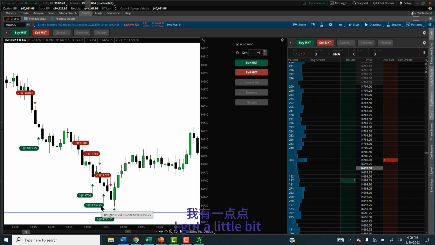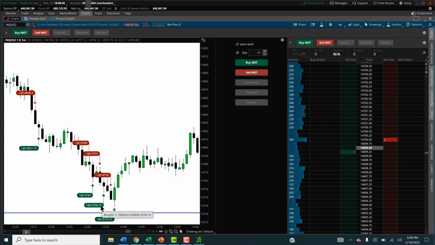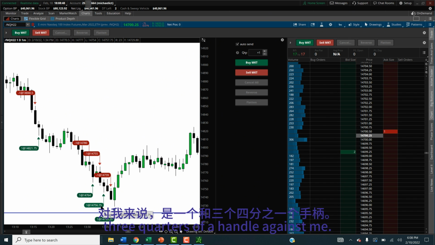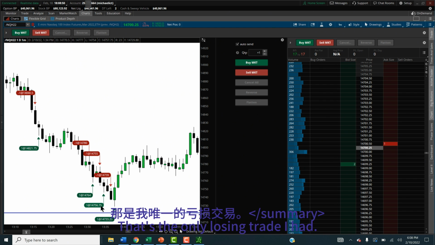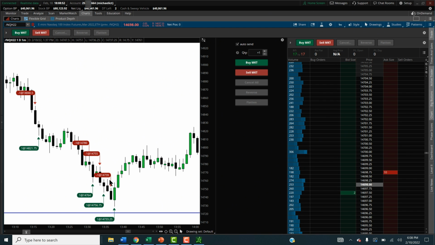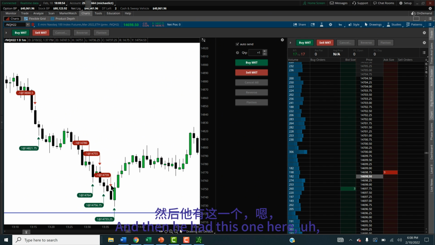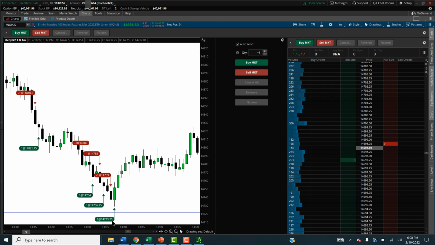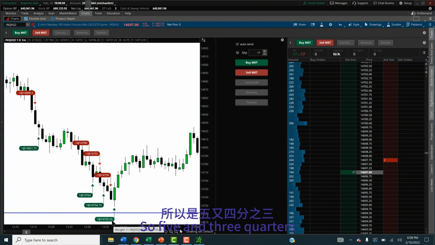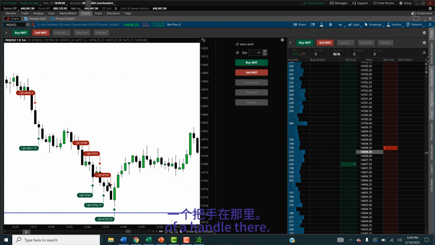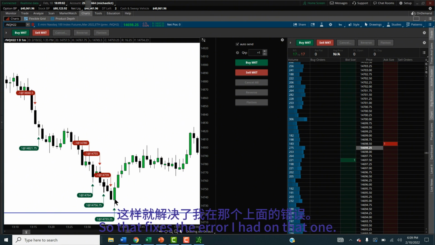And this one here, I got a little bit of burn on. It was 1 3/4 of a handle against me. That's the only losing trade I had. And then he had this one here, 39 to 33. So 5 3/4 of a handle there. So that fixes the error I had on that one.